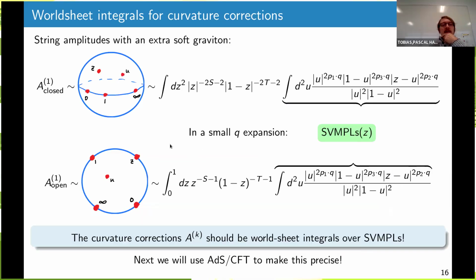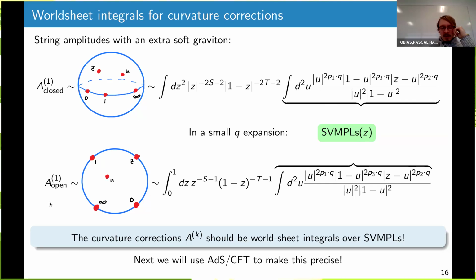So let's consider the curvature correction to the closed string amplitude. We have this Riemann sphere with now 5 vertex operators where we integrate over z and u over the sphere. So this just looks like a flat space worldsheet integral with an additional integral over u over the sphere.